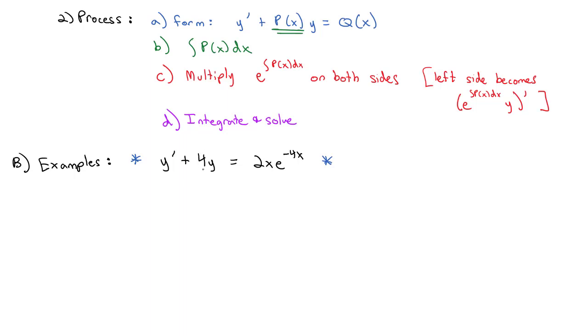The second step says we're going to take the p of x, everything in front of y, and we're going to integrate that dx, which is going to give us 4x. Which means we're going to multiply both sides by e to the 4x. So I'll multiply both sides by e to the 4x. And when I do, the left side I know is going to be equal to that e to the 4x times y's derivative.